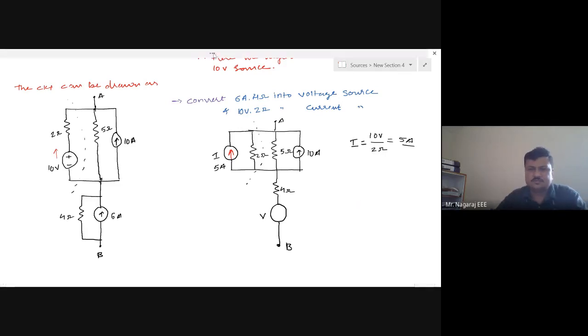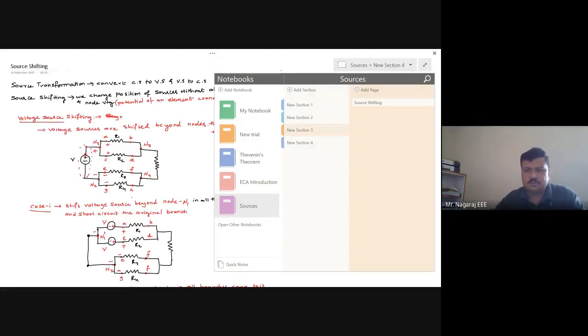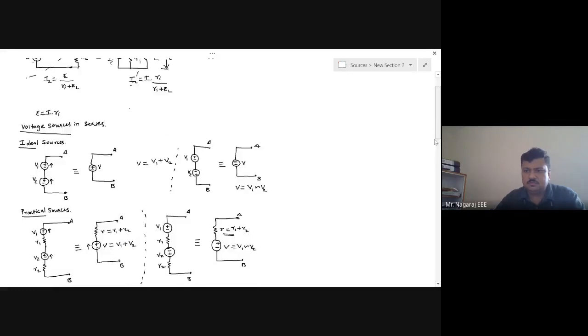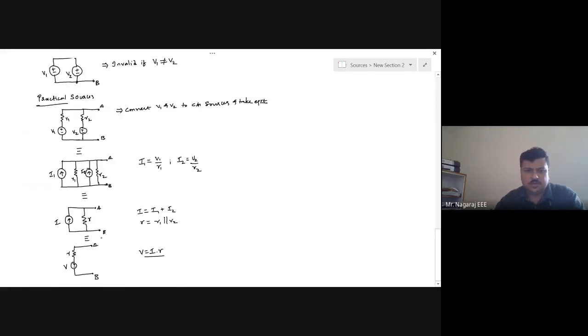V is equal to simple current multiplied by resistance. We can observe from this current source, which is of I amperes and R ohms, I got a voltage source of V volts and R in series. This R and this R are the same, and this voltage source V is equal to I into R, the product of current source value multiplied by the parallel resistance value.